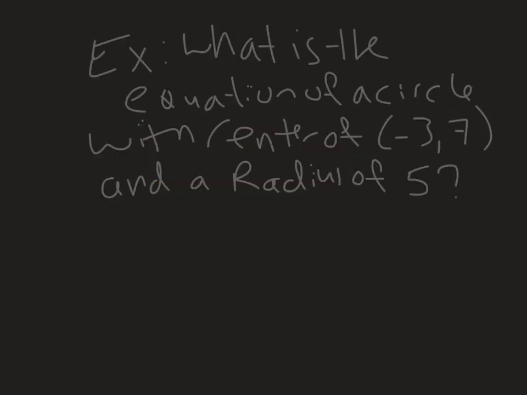So let's see what this will look like in practice. We've talked a lot about the theory, about where the formula comes from, and let's just keep in mind here our formula: r squared equals (x minus h) squared plus (y minus k) squared. So if we look at our example, we want to know what is the equation with a center at (-3, 7) and a radius of 5. So all the information I need is already here. We just have to plug it in.